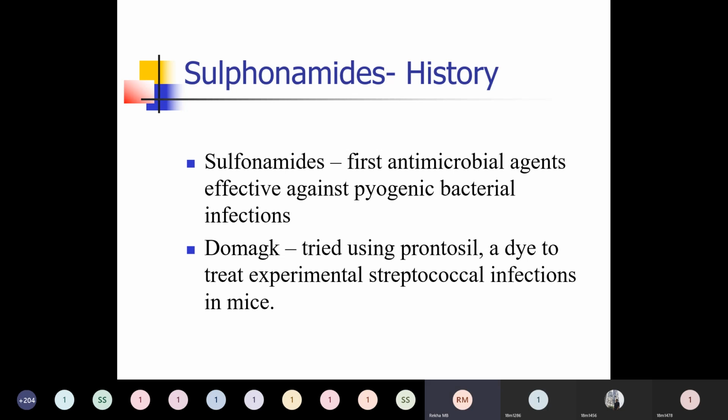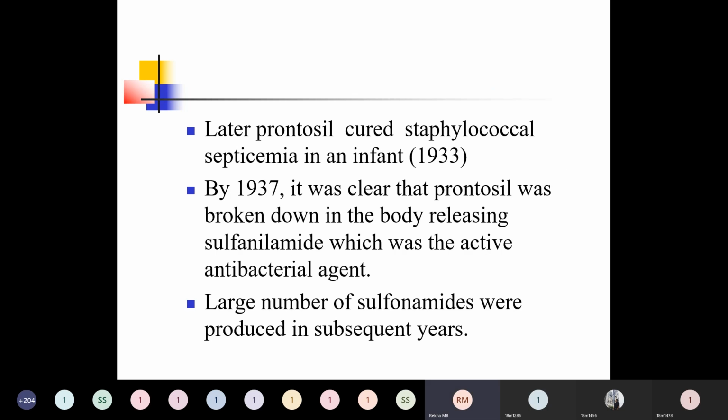We shall throw some light on the history of sulfonamides. Sulfonamides were the first antimicrobial agents effective against pyogenic bacterial infections. A scientist by name Domagk tried using a dye called Prontosil to treat experimental streptococcal infection in mice, and he was successful. Later, Prontosil was used to cure staphylococcal septicemia in an infant in the year 1933. By 1937, it was clear that Prontosil is broken down to sulfanilamide, which was the active compound responsible for its antibacterial activity. Later, in the subsequent years, many other sulfonamides were discovered.